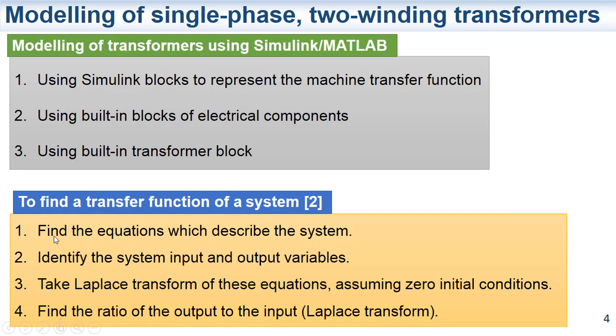So we're using the same 4 steps we've been adopting in the last 4 videos. The first step is to find the equations which describe the system, the transformer, and then identify the system input and output variables. In this case it's the supply voltage and the voltage output at the secondary winding terminals. Then we should take the Laplace transform of those equations assuming 0 initial conditions.